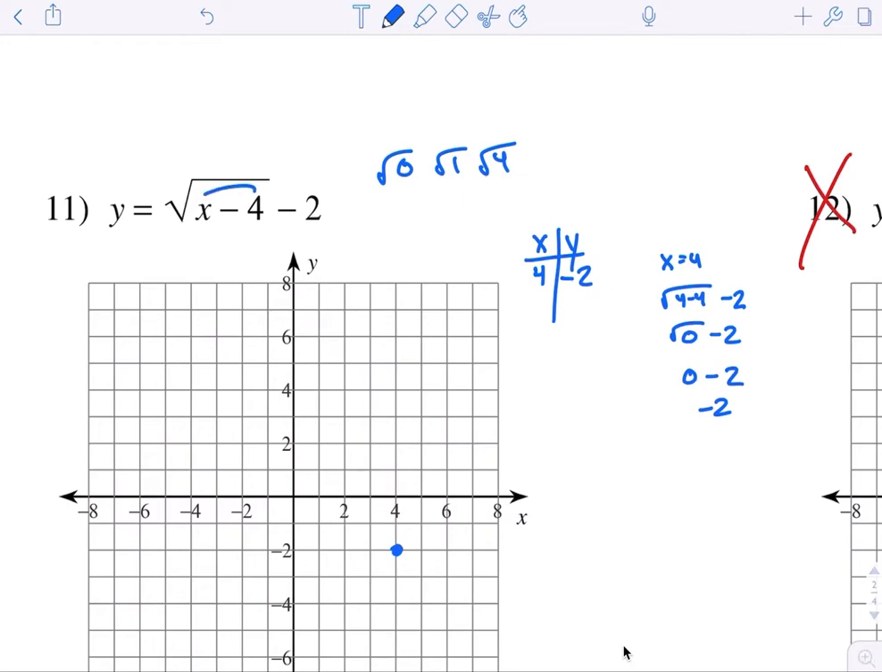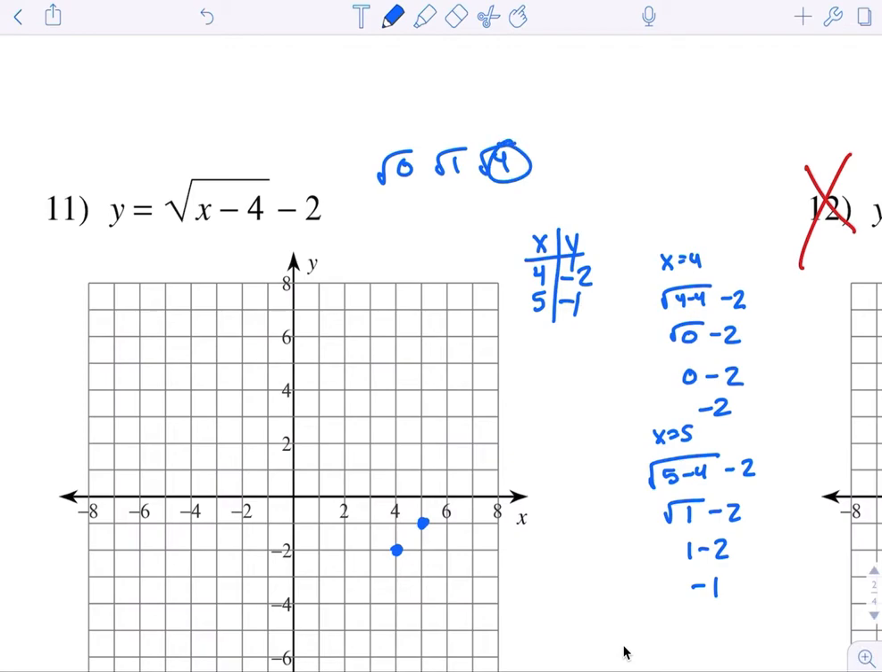Now, next, we have to try to figure out what would give us a perfect square of 1. Well, a 5 would. So if x was equal to 5, we get square root of 5 minus 4, minus 2. 5 minus 4 is 1. Square root of 1 is 1, minus 2. 1 minus 2 is -1. 5 comma -1.